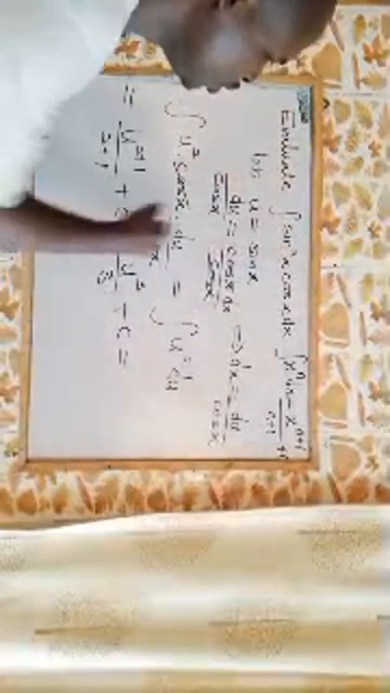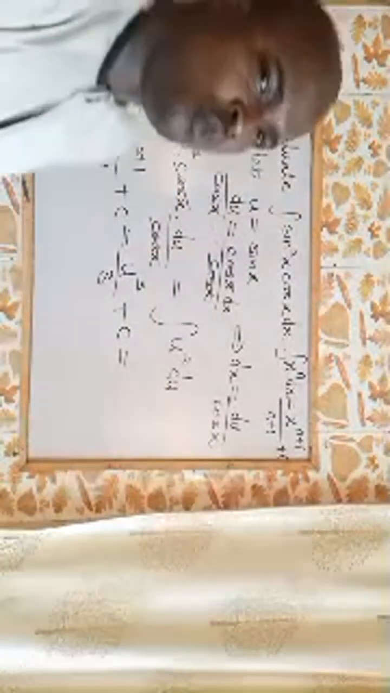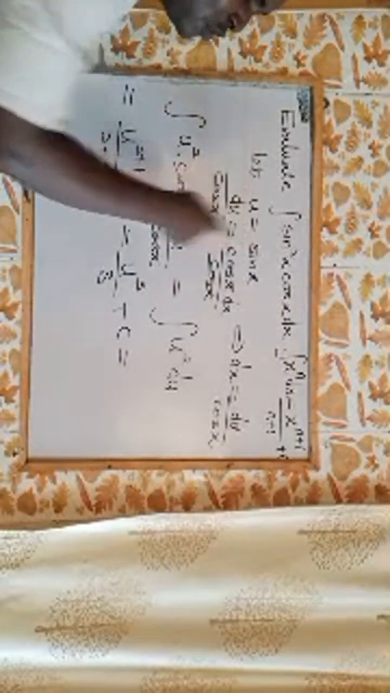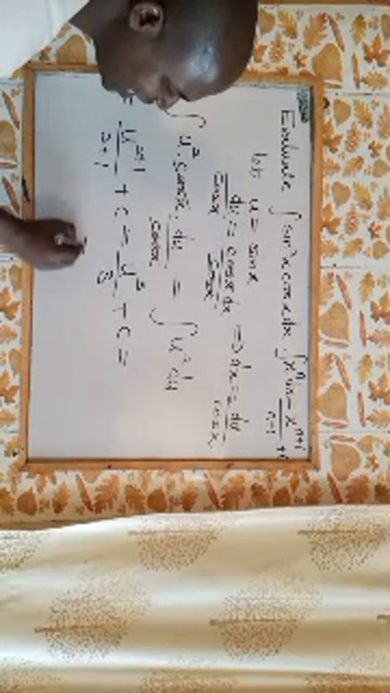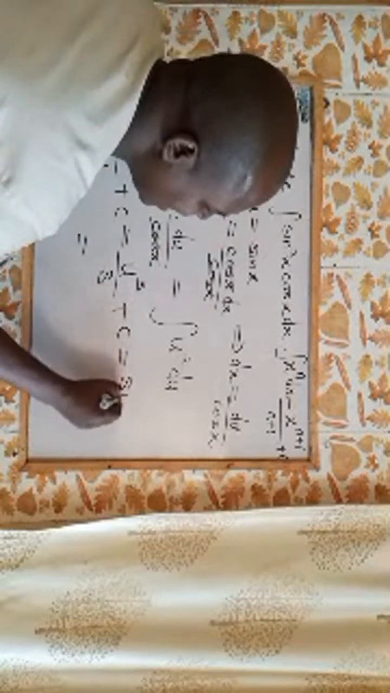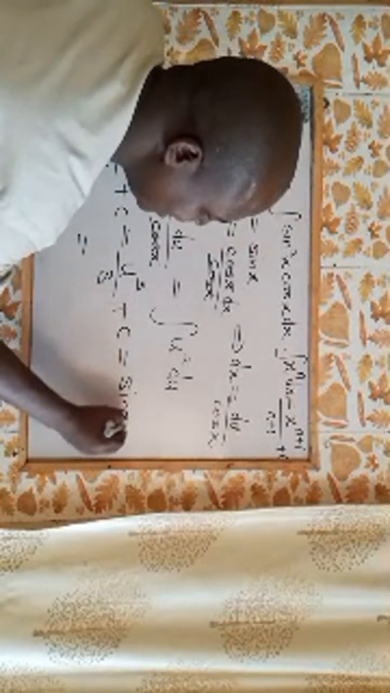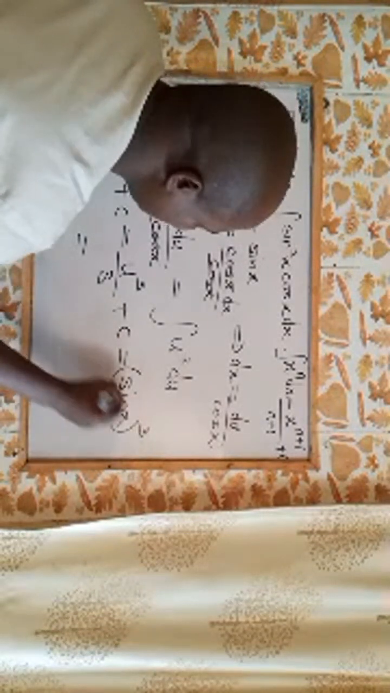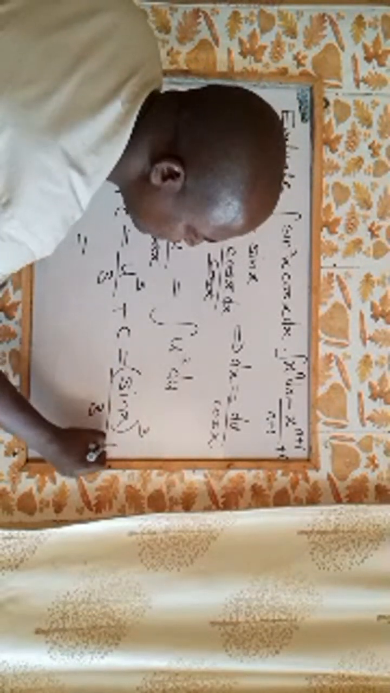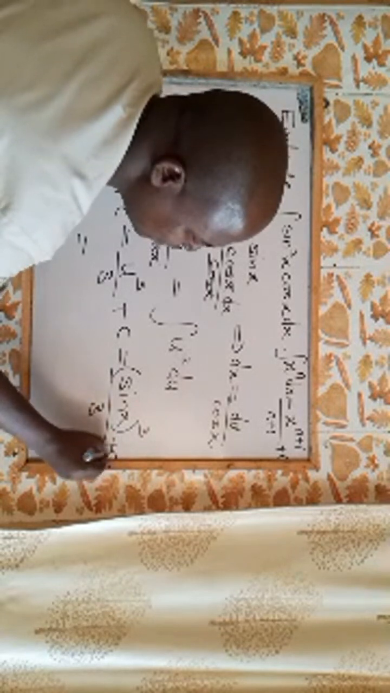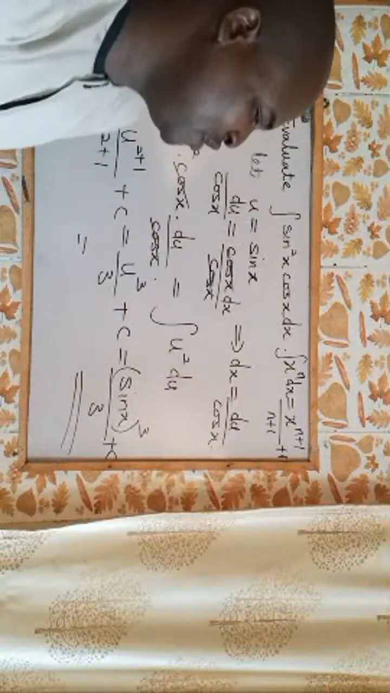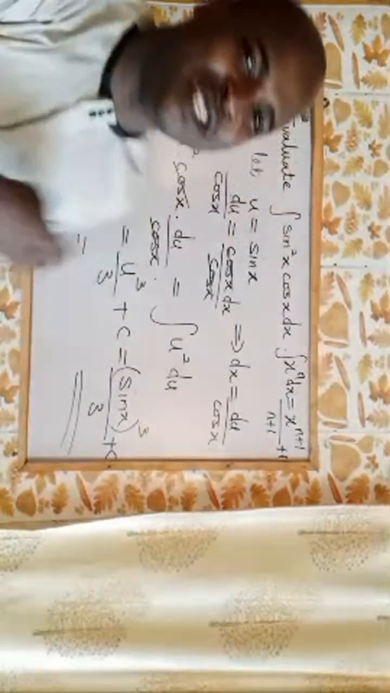But if you notice from the original question, u was not part of the question. I was the one that introduced u. So I have to go back to what was initially the value of my u. And if we check here, we say u is equal to sine x. That means I'm going to have my answer now to be equal to sine x raised to the power of 3 all over 3, then plus my c. That will be my final answer for this particular session.